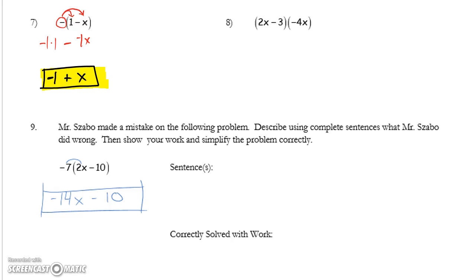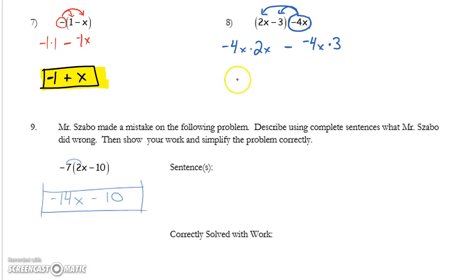In example 8, this has two terms because it has addition and subtraction. Even though this has a number and a variable, that's still just one term. Therefore, the negative 4x is what I am distributing. That becomes negative 4x times 2x minus, distribute here, negative 4x times 3.